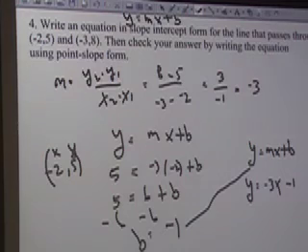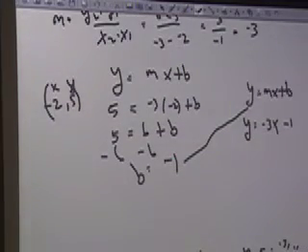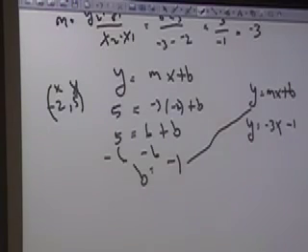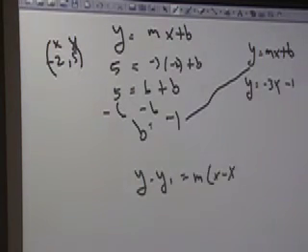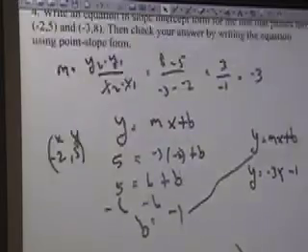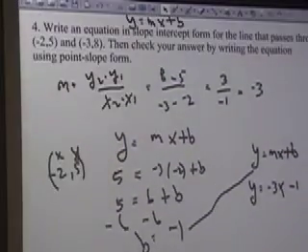We're done, but we want to check it. So what do we do to check this answer? Well, they suggest we use point-slope form. Let's find out what point-slope form is. Point-slope form looks like this: y minus y1 equals m times x minus x1. And of course we have our points. We're going to go back and find them. -2 and 5 will be x1, y1.